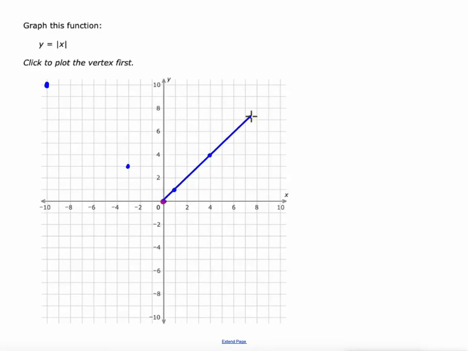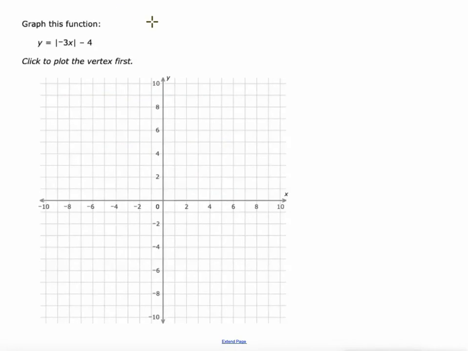It would look like this. And that's what all absolute value functions look like. They're V's, V-shaped, and their vertex is a very important point. So let's keep going here, and I'll introduce some other ideas.